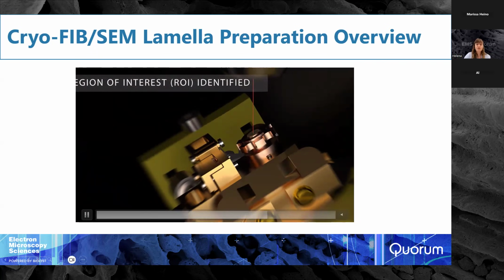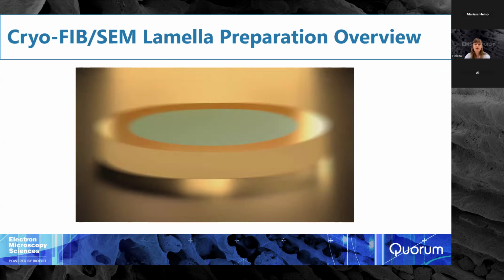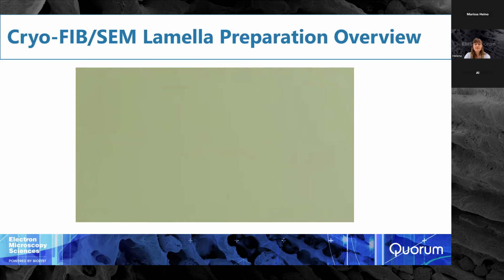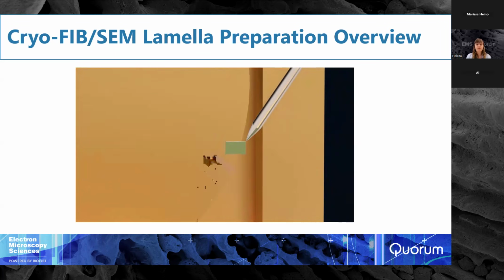So we'll identify our region of interest and then typically use a gas injection system to coat with platinum. And then we can cut our lamella using our FIB. What that typically looks like is we will produce two separate trenches on either side to isolate a section that's mechanically stable. And then we'll start to do thinning towards that section to make it between 100 and 300 nanometers.